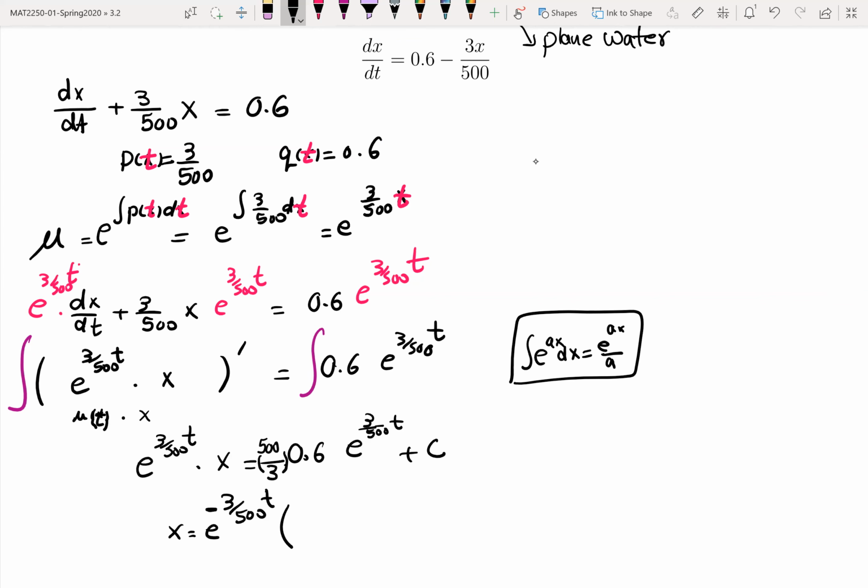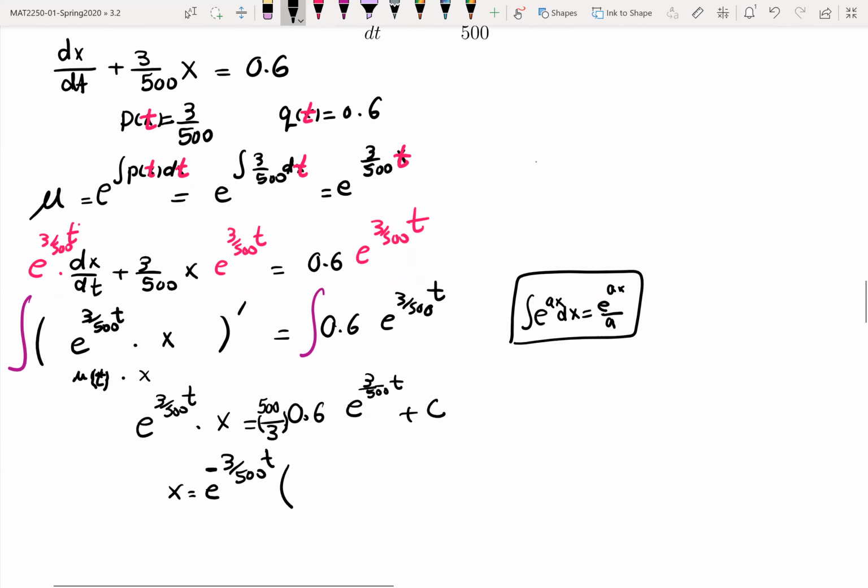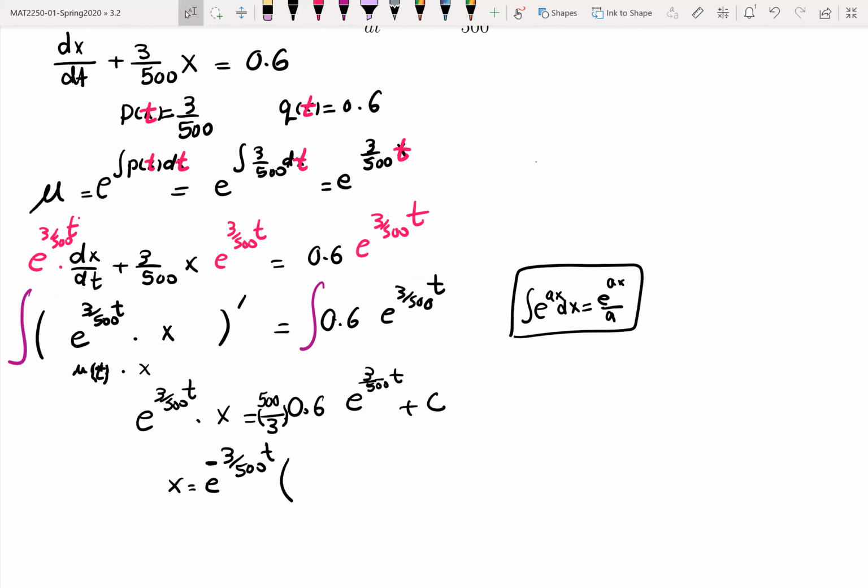So x is e to the 3/500 t, because I divided, so that's why I made it negative. I don't have the simplification, so we have to use the calculator to simplify. So this is going to be 2, and then 5 times 2 is 10 with the 2 zeros, and then we have 1 decimal, so it's 100. And this is e to the 3/500 times t plus c.